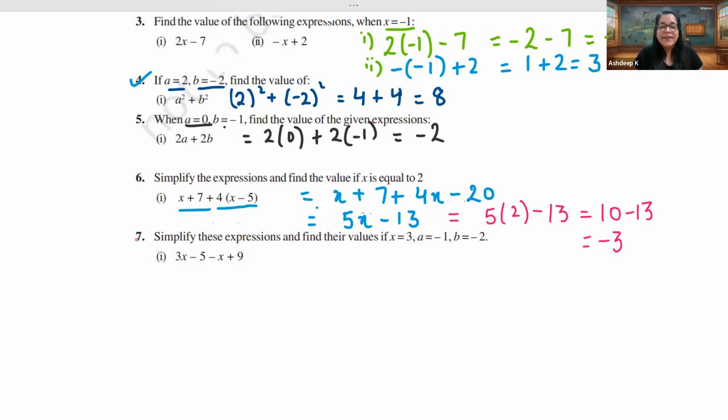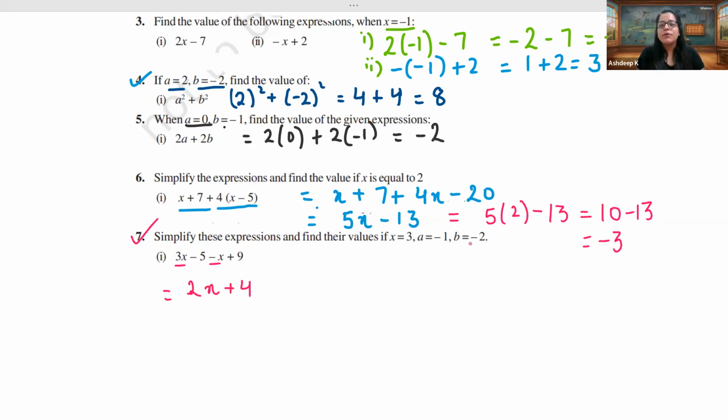Now, I want everyone to quickly try the last question that we have, which is to simplify this expression and then find the value if x is equal to 3, a is equal to minus 1 and b is equal to minus 2. Again, that's the same type of question. So here, first of all, as you can see, there are no brackets, but we need to simplify the expression. We know that 3x minus x would be equal to 2x. Then we have minus 5 plus 9. So 9 minus 5 would be 4. So we got a simplified expression that is 2x plus 4.